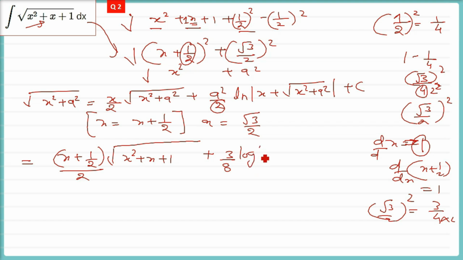Then take the log, then the modulus, x plus half whole square, because x is x plus half. And again under root x square plus a square, don't have to worry about anything, just write x square plus x plus 1 in this place. And plus a constant of integration.